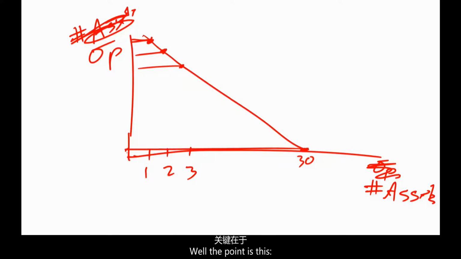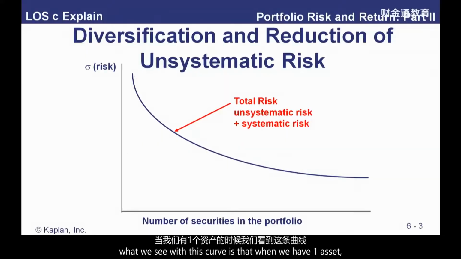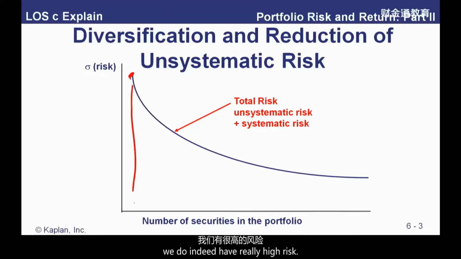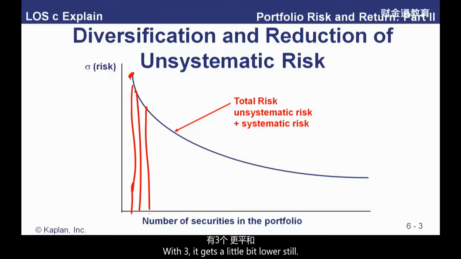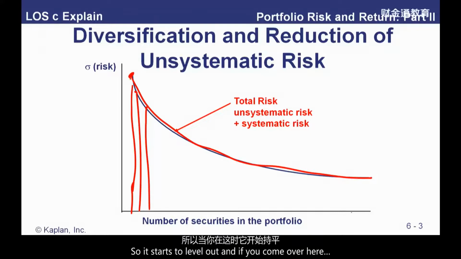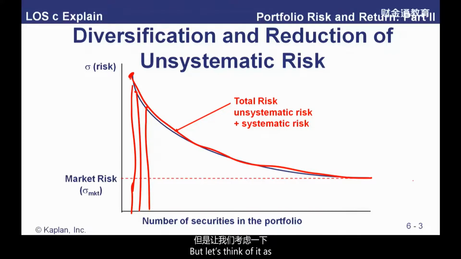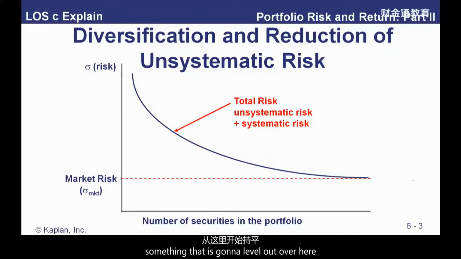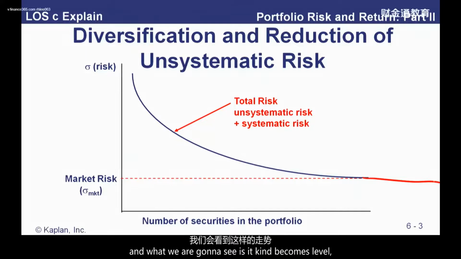Well, the point is this. What we see with this curve is that when we have one asset, we do indeed have really high risk. With 2, it gets a little bit lower, and with 3, a little bit lower still. But eventually this thing starts to level out. There are differences of opinion about where it starts to level out. It actually levels completely out a long way out there, and there's some discussion we could have about that. But let's think of it as something that's going to level out over here, and it kind of becomes level, which means what?